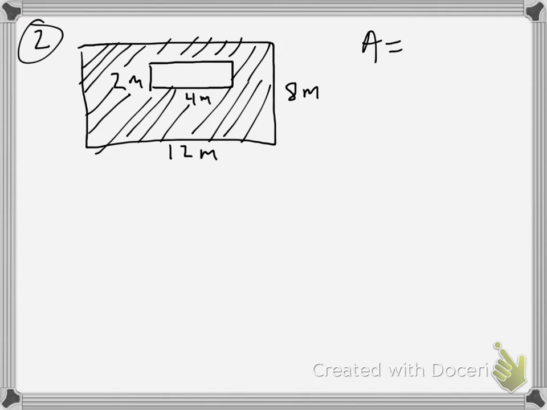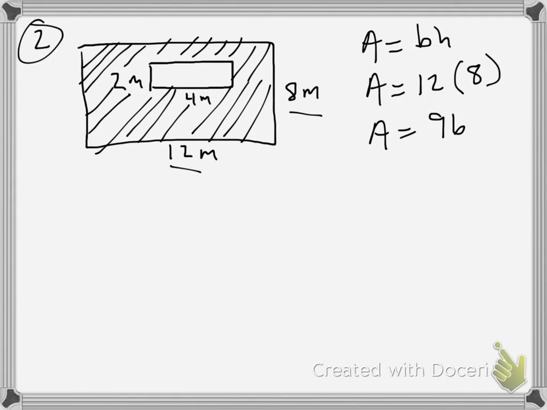And I'm going to use my area of a rectangle formula. Area is equal to base times height. So area is equal to 12 times 8. There's my base of 12 and my height of 8. 12 times 8 is 96. So I know that the whole thing is 96 square meters.